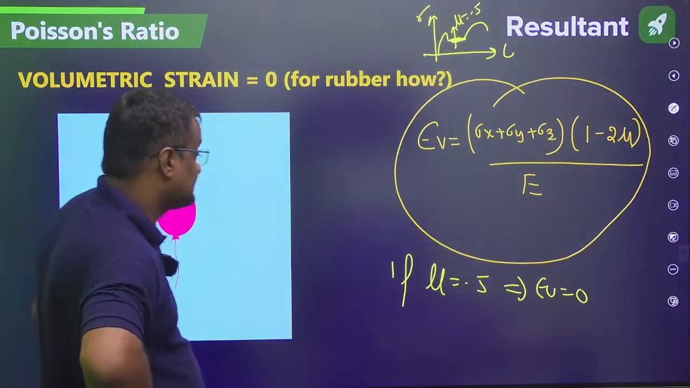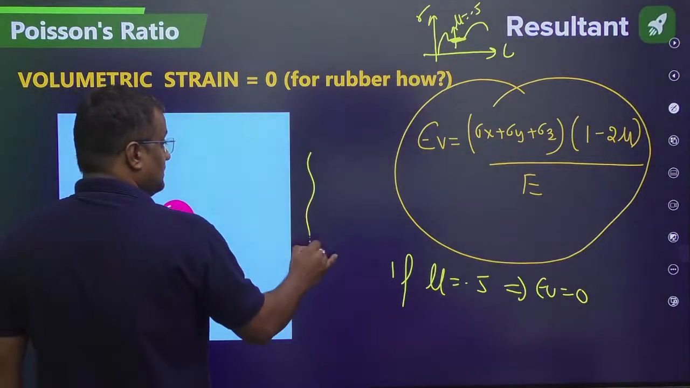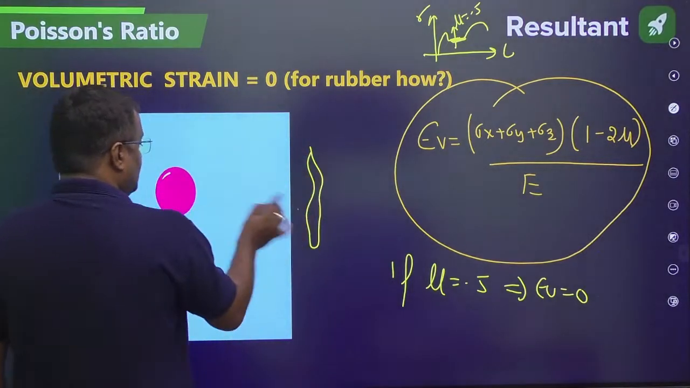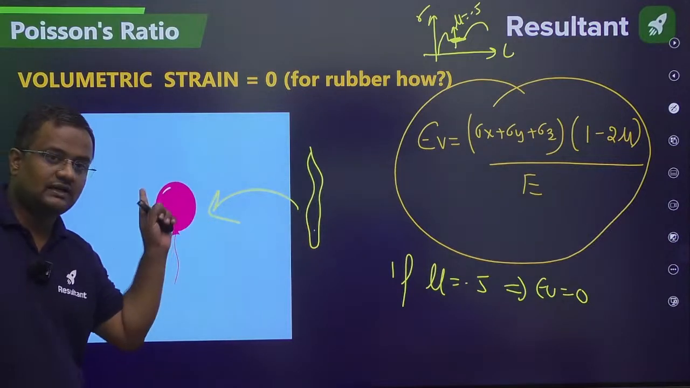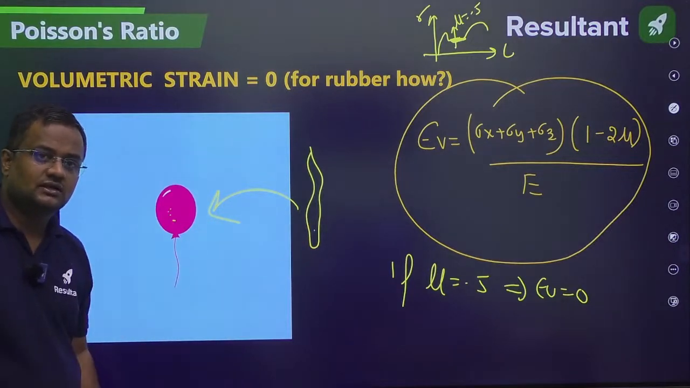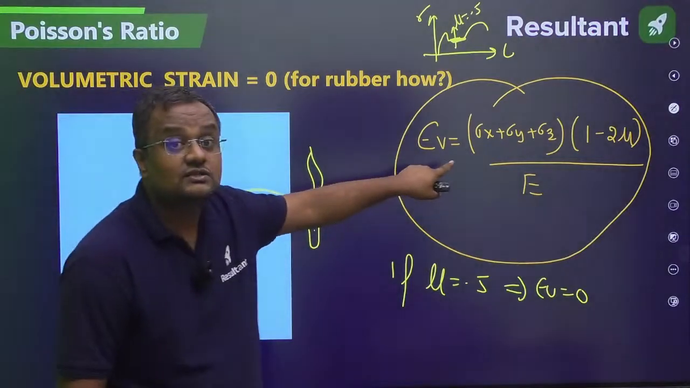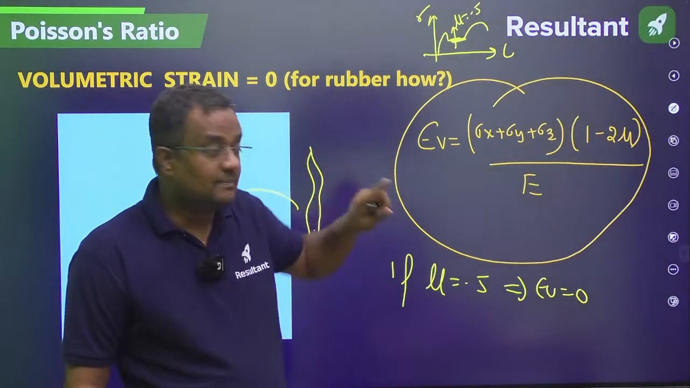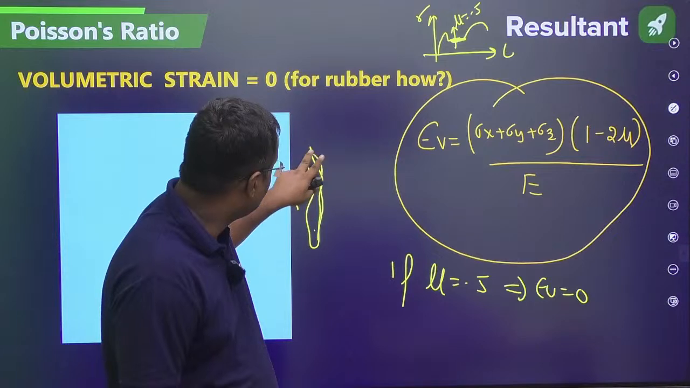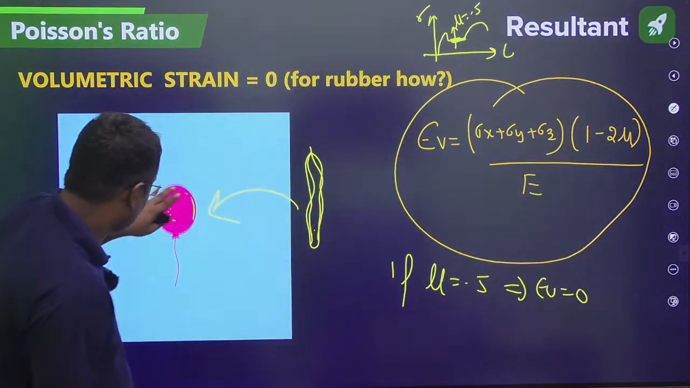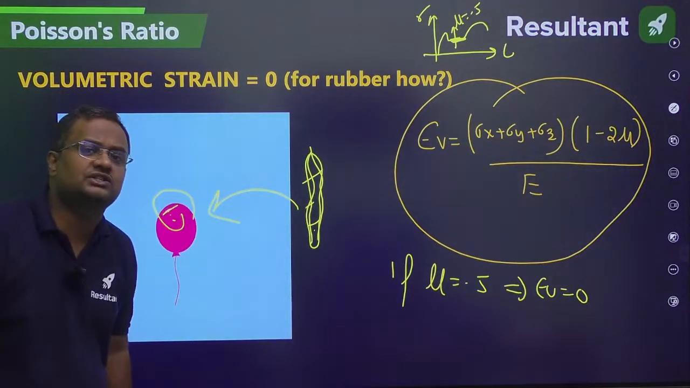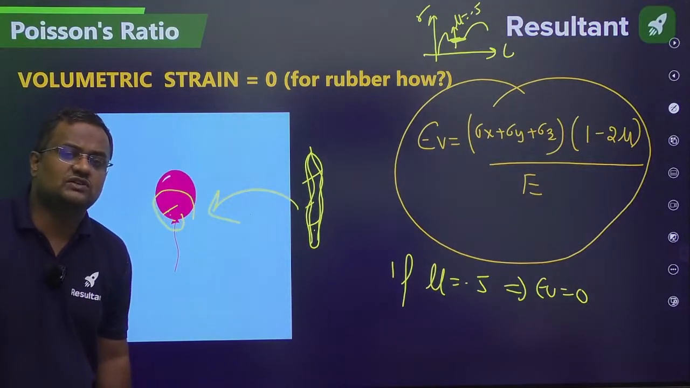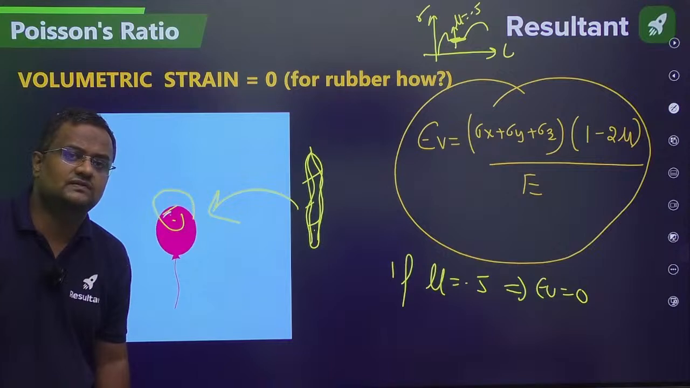Now you will say, sir, this is a rubber. I fill the air, it becomes like this. So volume is changing. Guys, this formula is for the material volume, this material. I am not saying the inside volume. The inside volume you study in the thin pressure vessel chapter. Thin cylinder, thin sphere.